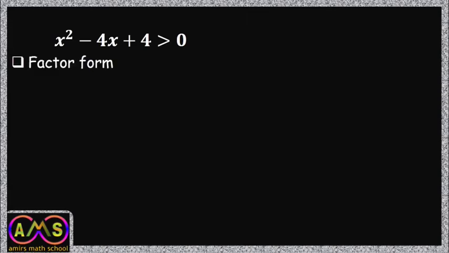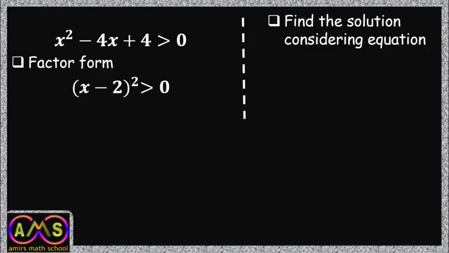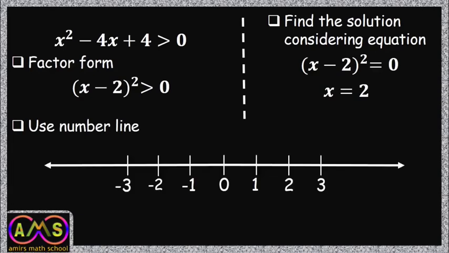Now let's see another type of quadratic inequality, that is x square minus 4x plus 4 greater than or equal to 0. If we write it in factor form, we can write x minus 2 whole square is greater than or equal to 0. And if we find the solution considering it as an equation, we will get just one solution, that is x equal to 2. So this one is a special case. For this type of quadratic equation, we get two equal solutions. That is, we just have one solution, x equal to 2.